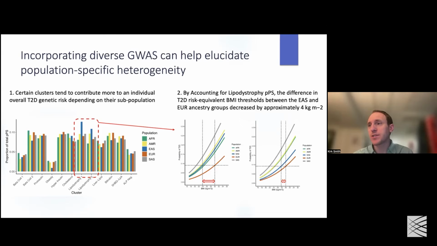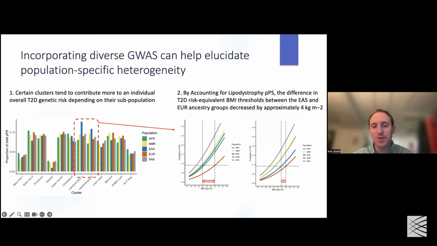Next, we adjusted these models for the lipodystrophy 1 and 2 PPS, and we saw that this difference in risk decreased by about 67%. So this is essentially quantifying how the genetic differences in these adipose dysfunction pathways are explaining part of the well-known lower BMI threshold for T2D in East Asians.